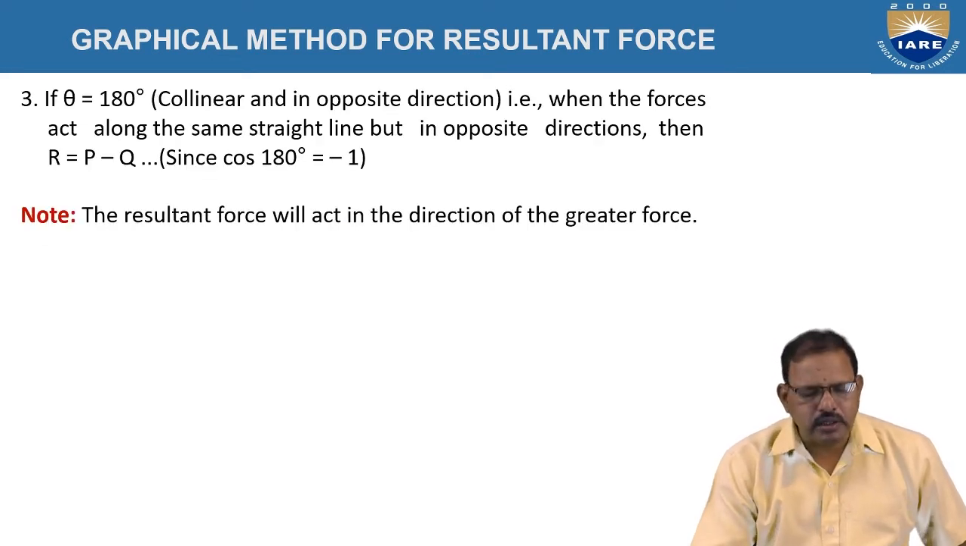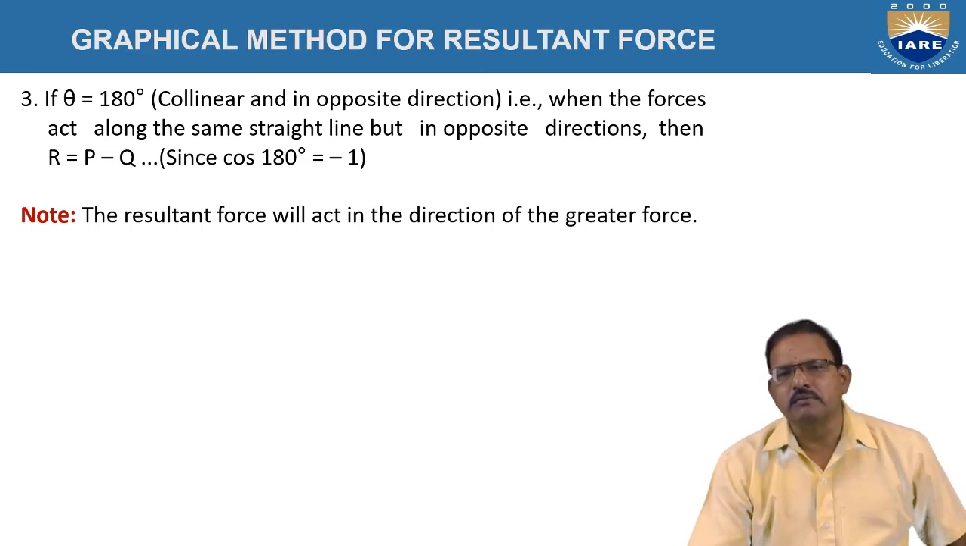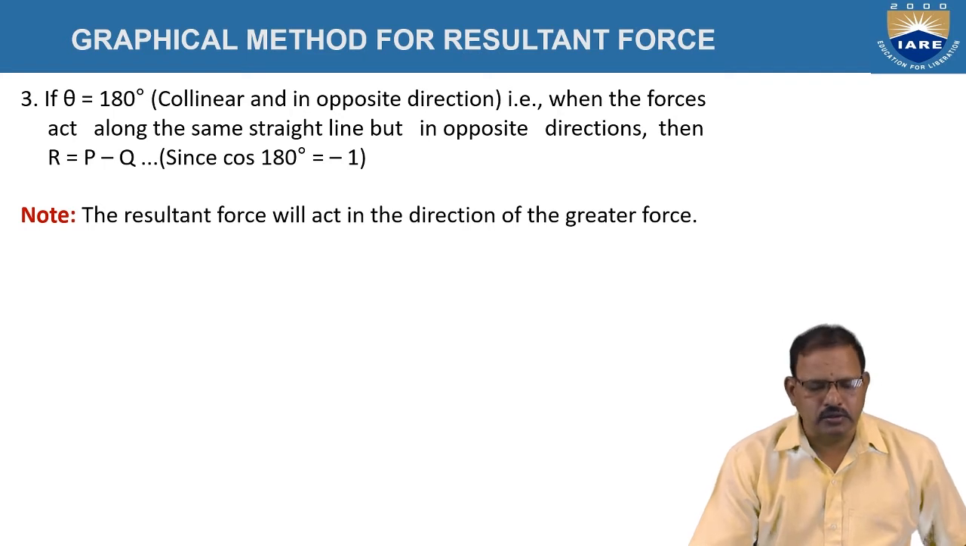If theta is equal to 180 degrees, then these forces are called collinear forces, because the lines of action of the forces lie in the same line but act in opposite directions. The resultant force of these two forces is given by the difference of their magnitudes, but it is always acting in the direction in which it has more magnitude.